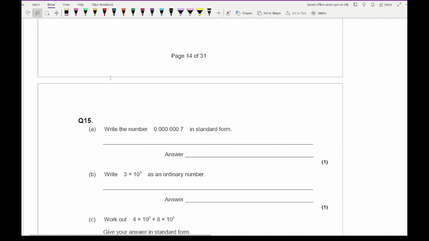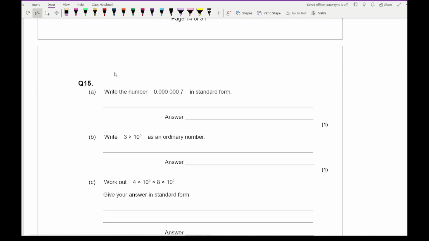Then moving on to question 15. So for this, all we need to do is simply convert it into normal, nice standard form. So the first answer is going to be 7 times 10. Now it's a small number, so it's going to be minus. Then we just count the number of zeros, and that's to the power of minus 7.